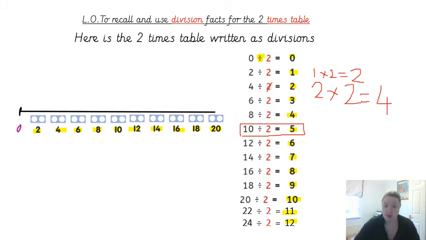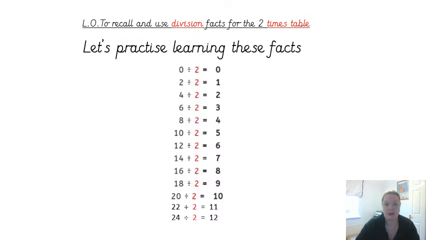So let's see if we can go to our do it. Oh, we need to practice again. Sorry. So ready? So 0 divided by 2 is 0. 2 divided by 2 is 1. 4 divided by 2 is 2. 6 divided by 2 is 3, 8 divided by 2 is 4, 10 divided by 2 is 5, 12 divided by 2 is 6, 14 divided by 2 is 7, 16 divided by 2 is 8, 18 divided by 2 is 9, 20 divided by 2 is 10, 22 divided by 2 is 11, 24 divided by 2 is 12.